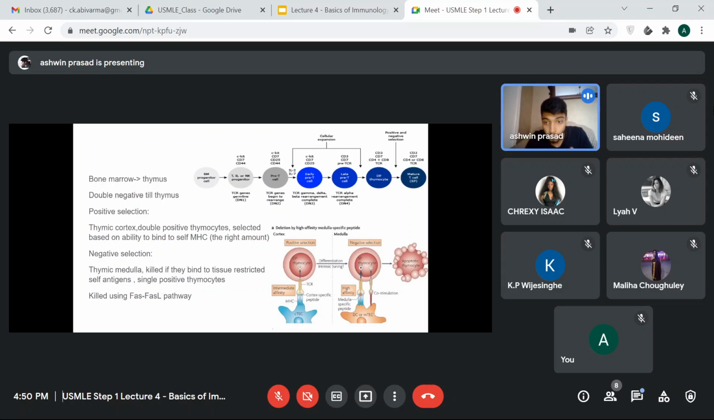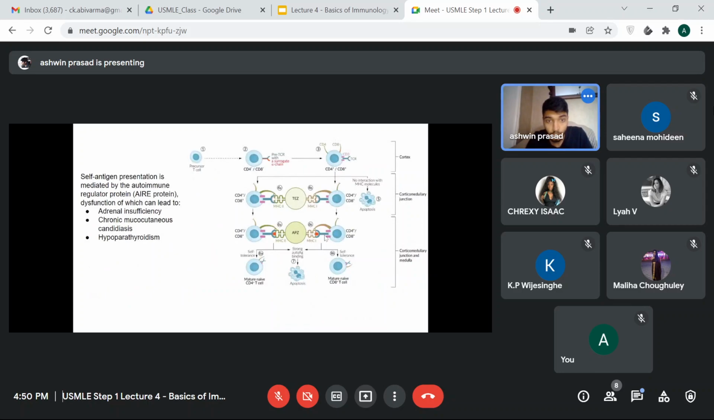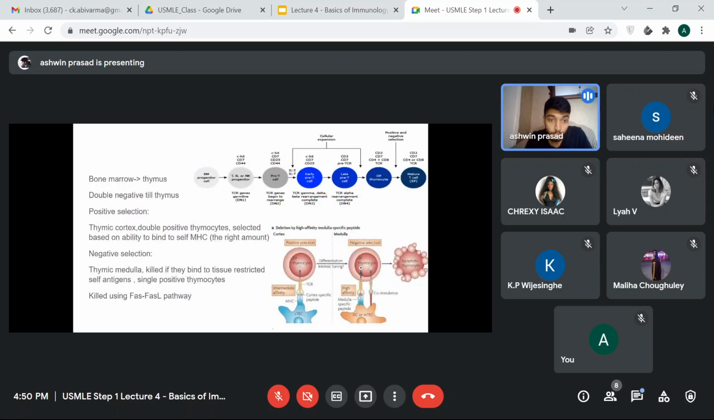So what happens in positive selection is we select for the lymphocytes that have the ability to bind to our MHC, and it should neither bind too tightly nor too loosely. It has to bind to a certain extent only for it to be able to function well. So we choose only the T cells that can do this function properly, and from then on, the T cells move into the medulla, and in the medulla they undergo a process called negative selection.